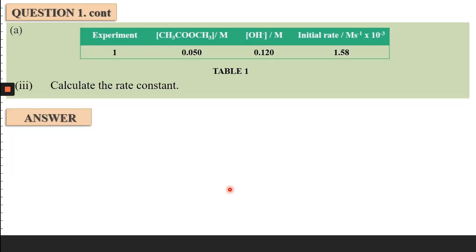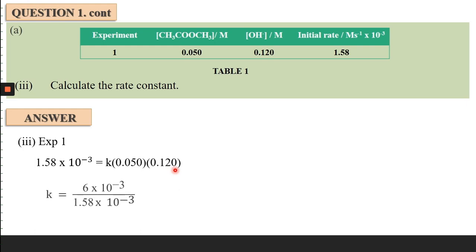Moving on to question A3, calculate the rate constant. You are given various experiment values for this reaction. You can use any of the experiments. For example, here I'm using experiment 1. By substituting the data from experiment 1 into my rate law, 1.58 times 10 to the negative 3 equals k, 0.05 to the power of 1, 0.12 to the power of 1. I can calculate my rate constant k to become 0.63 times 10 to the power negative 3.